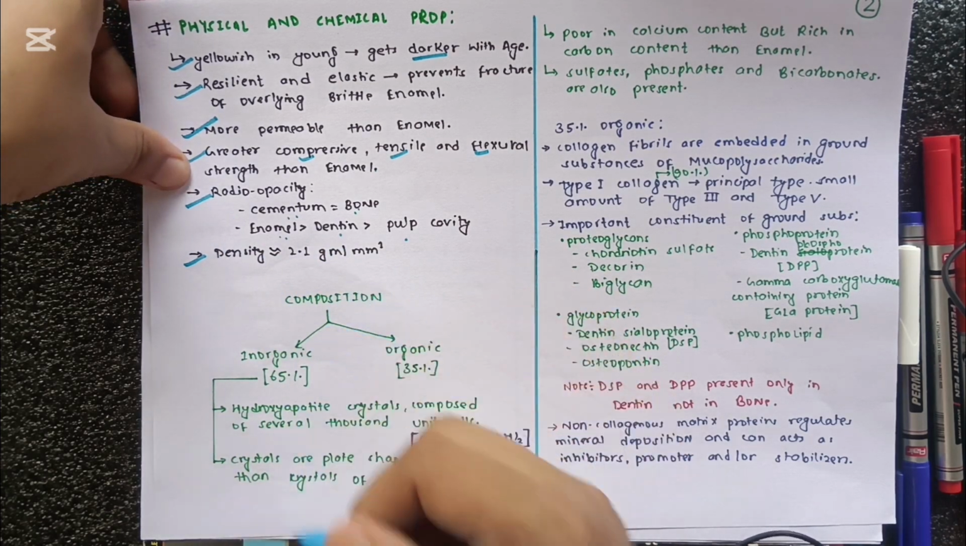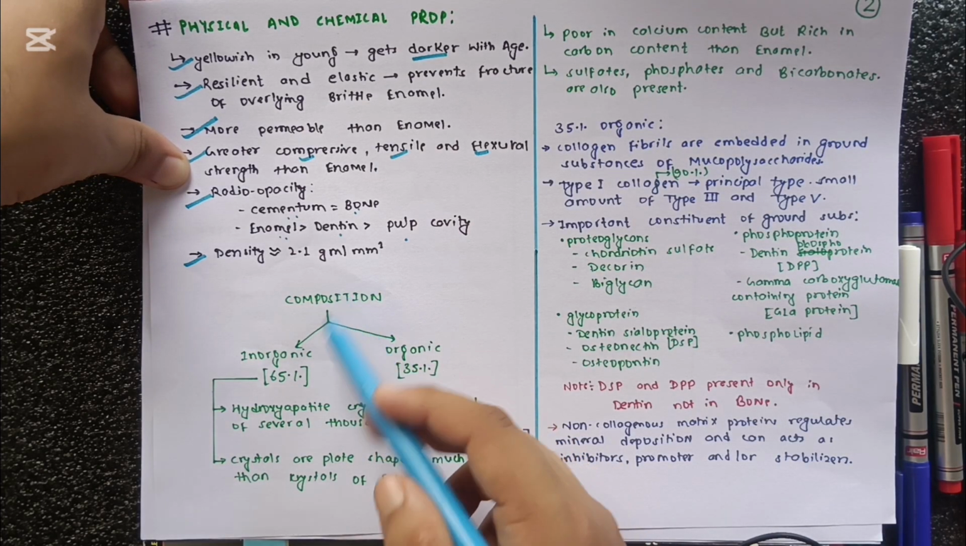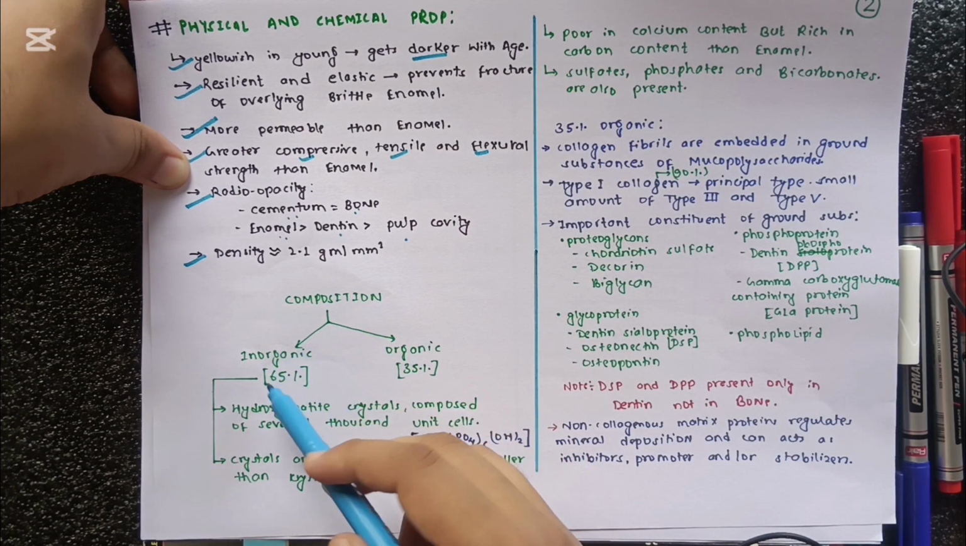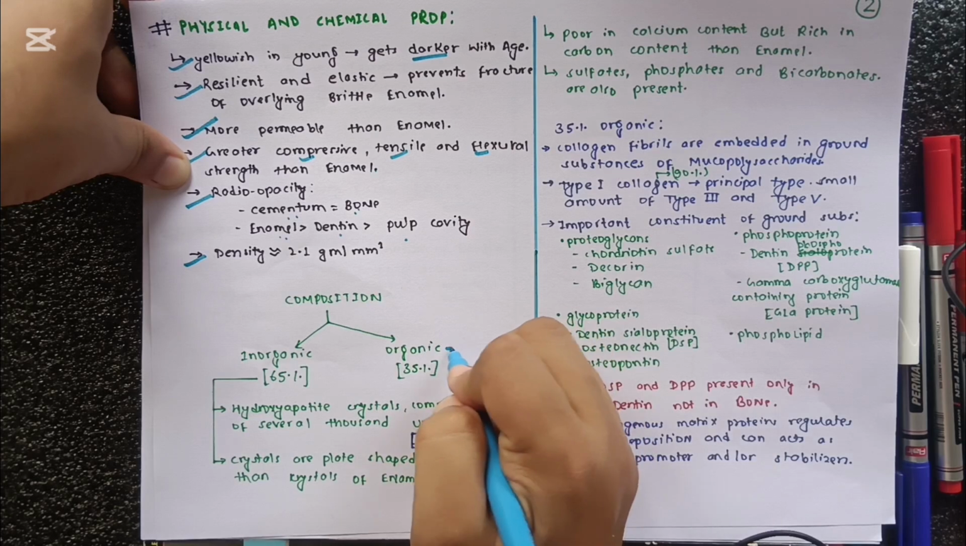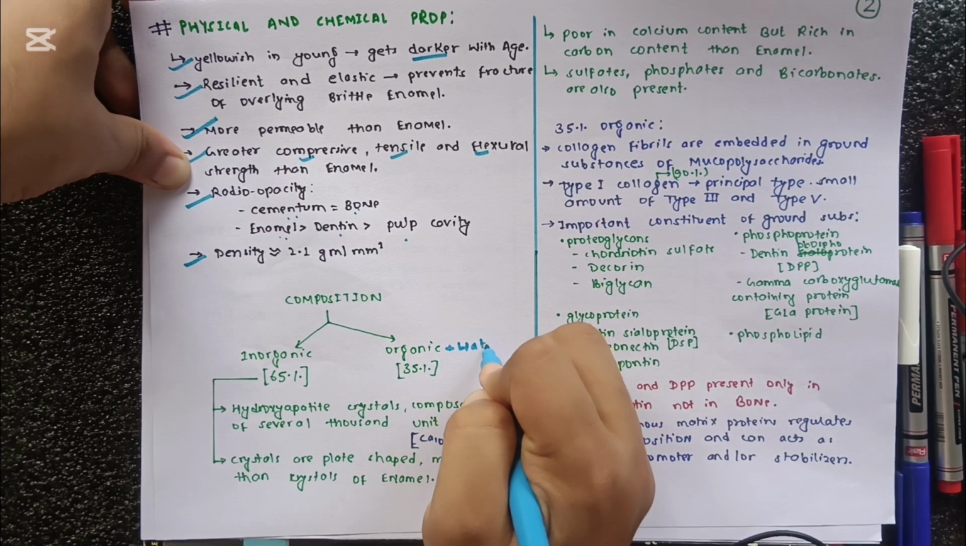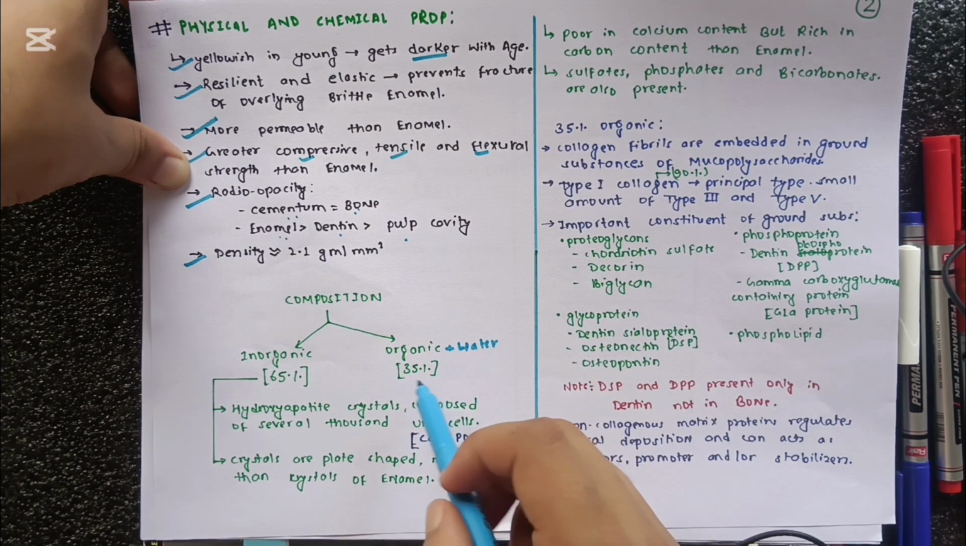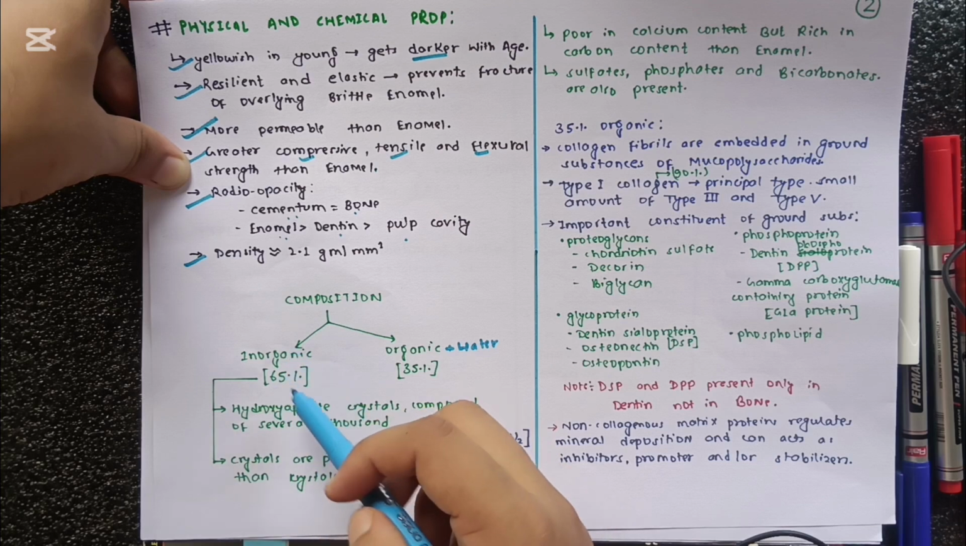After that, in the composition section, dentin consists of an inorganic portion and an organic portion plus water. The water is 35%, and the inorganic portion is 65%.